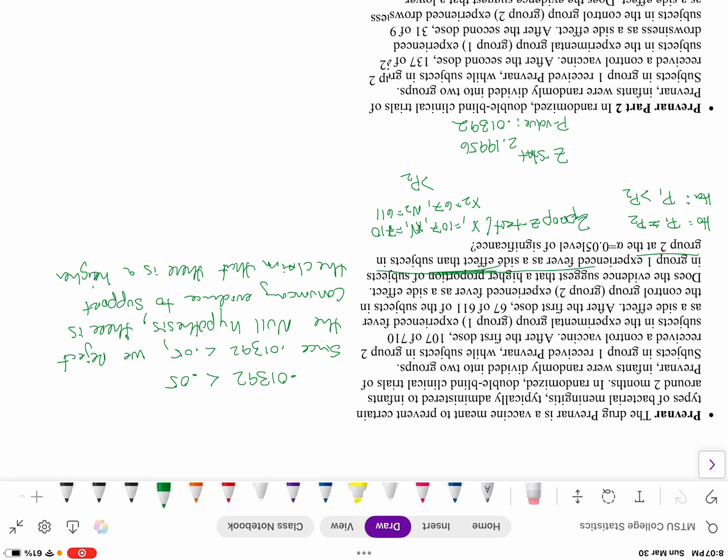I'm going for this part right here, higher proportion of subjects in group 1 who experienced fever as a side effect. Then group 2.